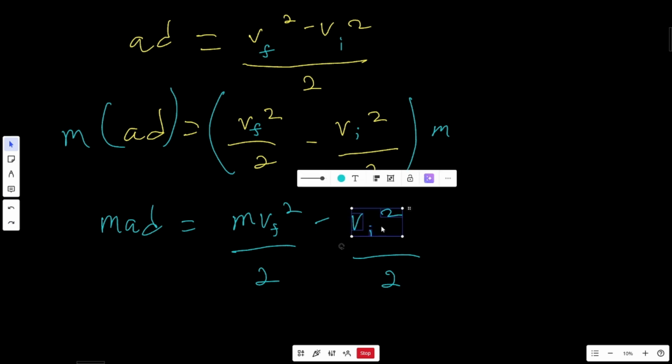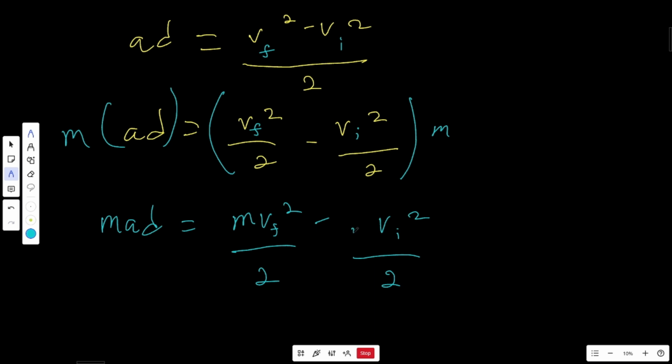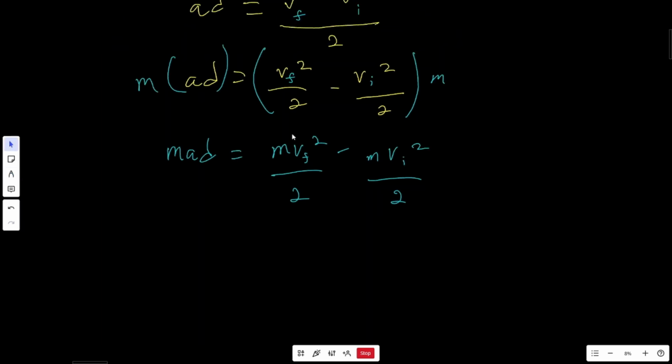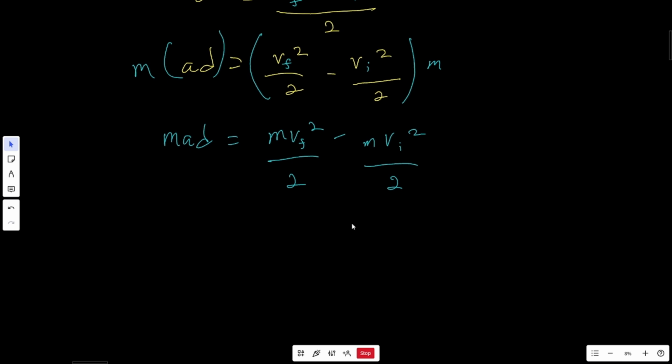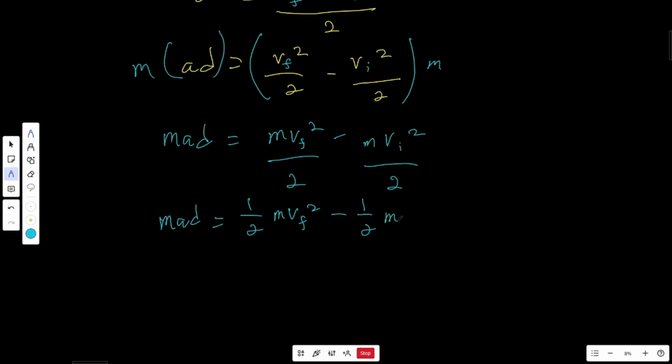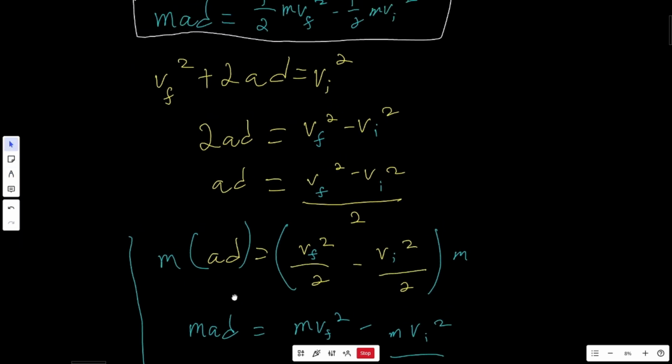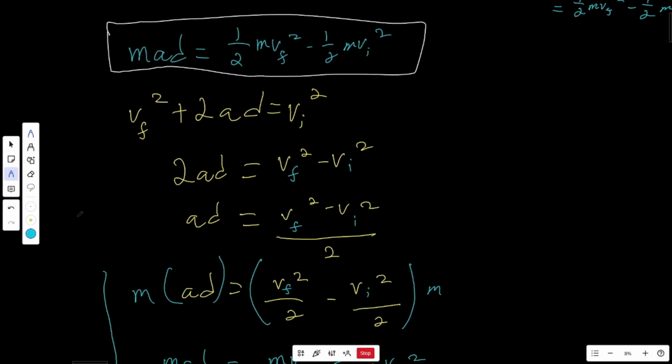Okay, so continuing, we get MVI squared. Okay, so now we can just separate these two fractions from their coefficient, which should be 1/2. So that's MAD is equal to 1/2 MVF squared minus 1/2 MVI squared, which is equivalent to the statement we have on the top.